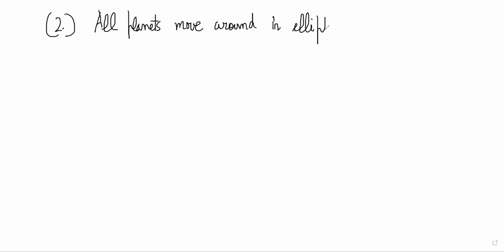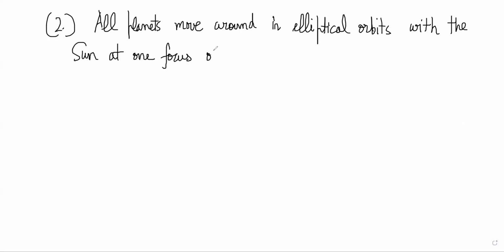The second law, or actually the first law, is that all planets move around in elliptical orbits with the sun at one focus of the ellipse. Focus of the ellipse. So what is the meaning of this?